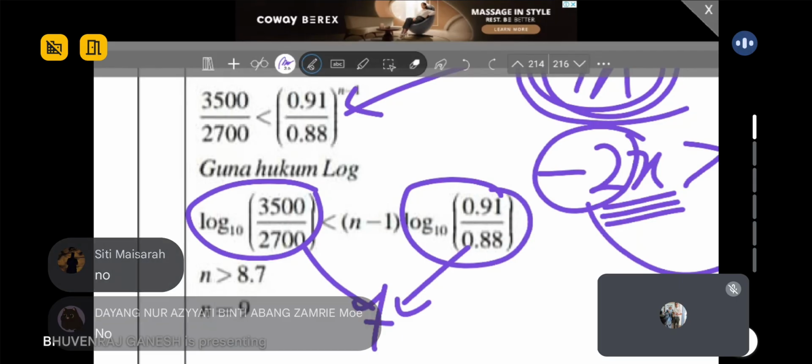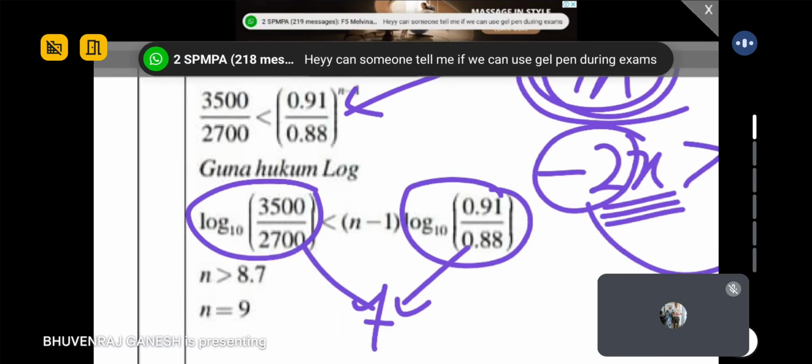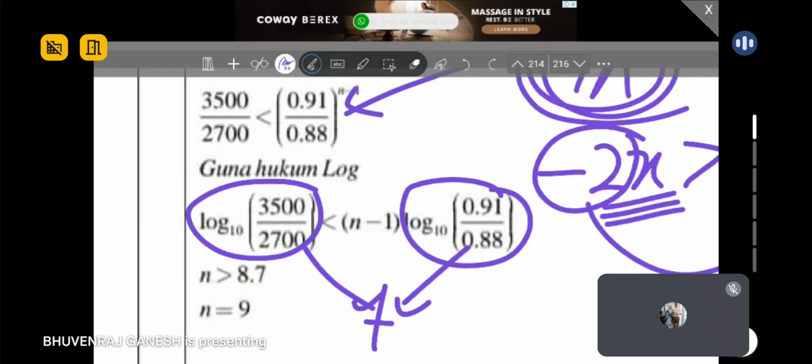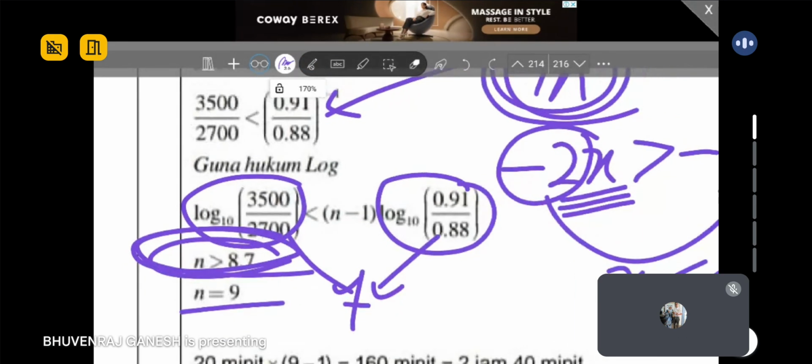What do you all think? Yes. No need. Okay, because you're not shifting negative to the left or to the right, so you maintain. So when you solve, you will get n equal to 9. Okay, don't leave your final answer in inequality. Must give a specific answer. Okay, you must tell n equal to 9.